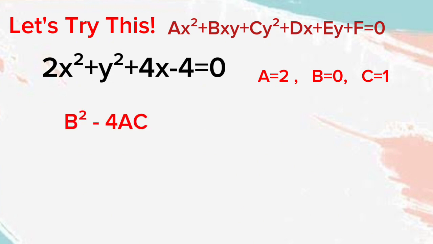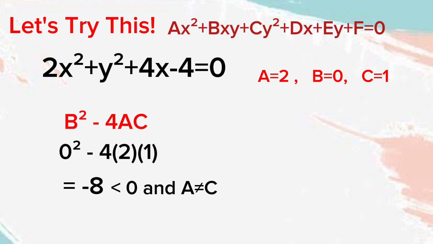Let's go and find its discriminant value. Using the formula b squared minus 4ac, by substitution we have 0 squared minus 4 times 2 times 1. It is equal to negative 8. Since negative 8 is less than 0 and a is not equal to c, therefore this type of conic is an ellipse.